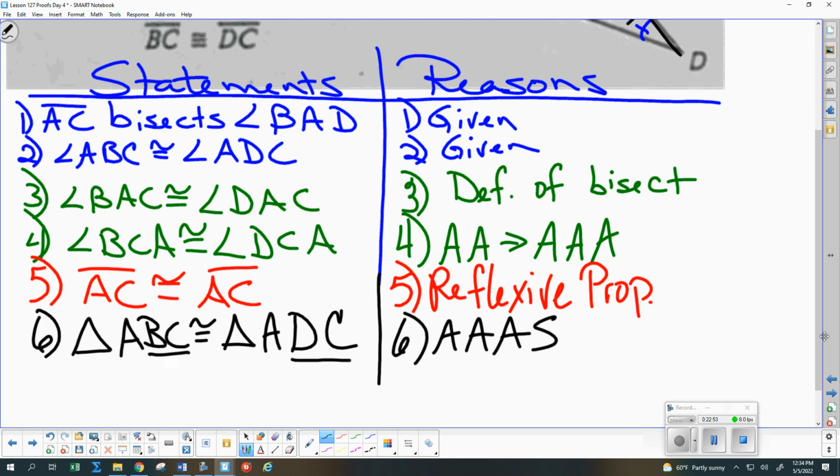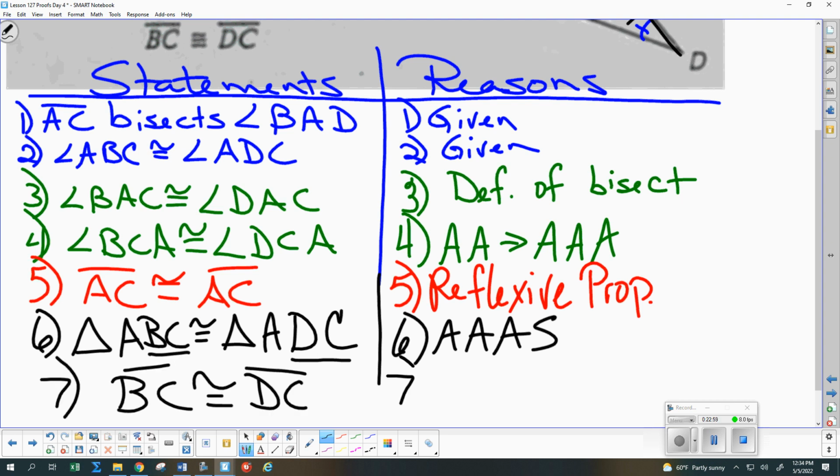So BC is congruent to DC, and what's our reason? Corresponding parts of congruent triangles are congruent. CPCTC. Any questions?